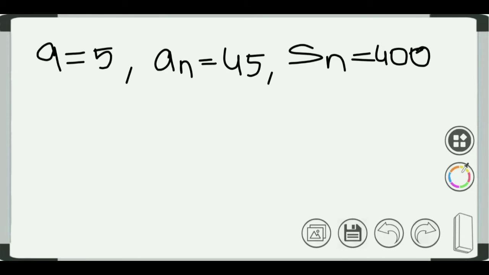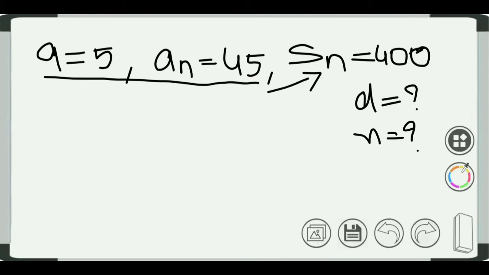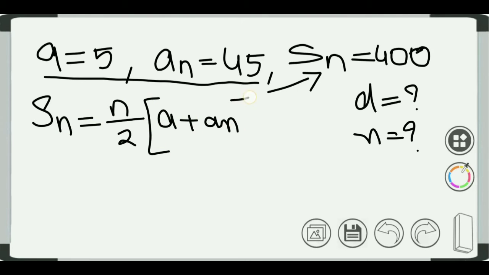So what we need to find here? Common difference and also number of terms. So d we need to find and also the n value. First of all, you can start with the sum formula. Substitute these values in the sum formula and you can find the value of n. Take the second formula, Sn is equal to n by 2 into a plus an. This is the second formula of sum.